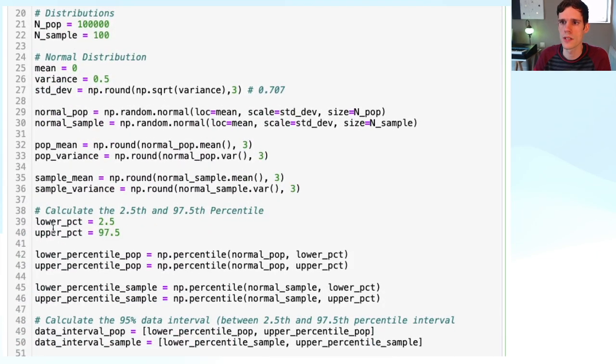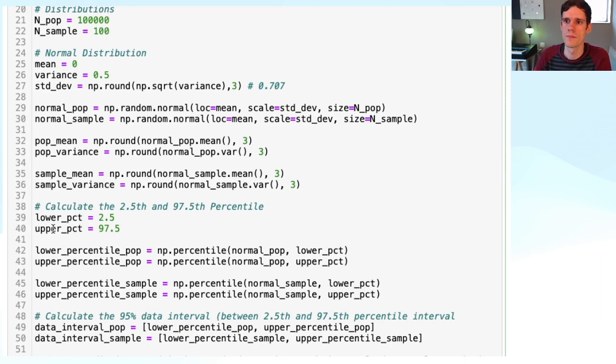And we directly go to making the population, but also a sample. Again, we define a population size to be 100,000 and a sample size to be 100. Then we will define the theoretical values from which we will generate the normal populations. We have the mean being 0, the variance being 0.5, and the standard deviation being the square root of the variance, which we then round up to 3 decimals, and this will become 0.707.